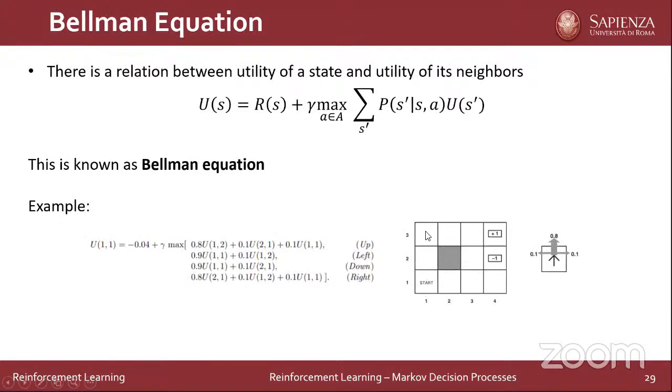Let's say we have 12 states, except that this is not a real state because you cannot end up here. So it's 11 states. Then you have exactly 11 equations of this kind, and each of these depends on the other, because we are computing the utility of 1, 1 based on the utility of 1, 2. And in the equation of 1, 2, you will have again the utility of 1, 1 being used.